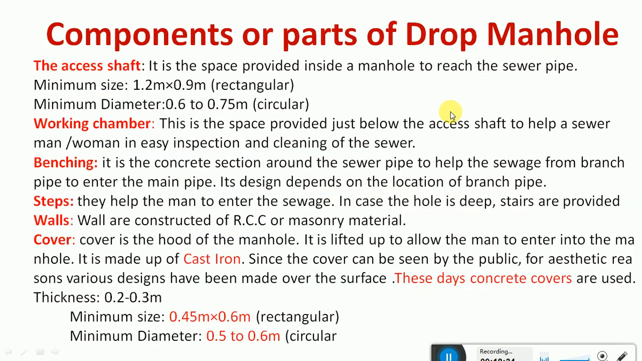The access shaft minimum size is around 1.2 by 0.9 meter if it is rectangular, and the diameter may be 0.6 to 0.7 or maybe up to 1 meter if it is a circular one, depending upon the site conditions. But the minimum diameter should be 0.6. This is for easy access into the manhole, so that a person who is working or entering the manhole can easily enter during maintenance and cleaning.